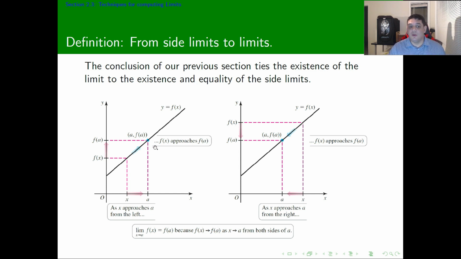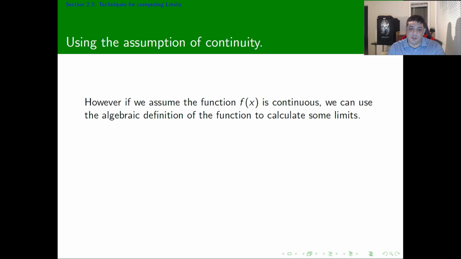And not only that, but in this particular case they are equal to the function. So it is very nice to have the fact that the limit exists and is equal to the function. This is what happens when we have a continuous function. And having a continuous function is going to allow us to do some extra things and to evaluate limits in a better way. So given the assumption that f of x is continuous and doesn't have interruptions, then we can use the algebraic definition of the function to calculate some limits.